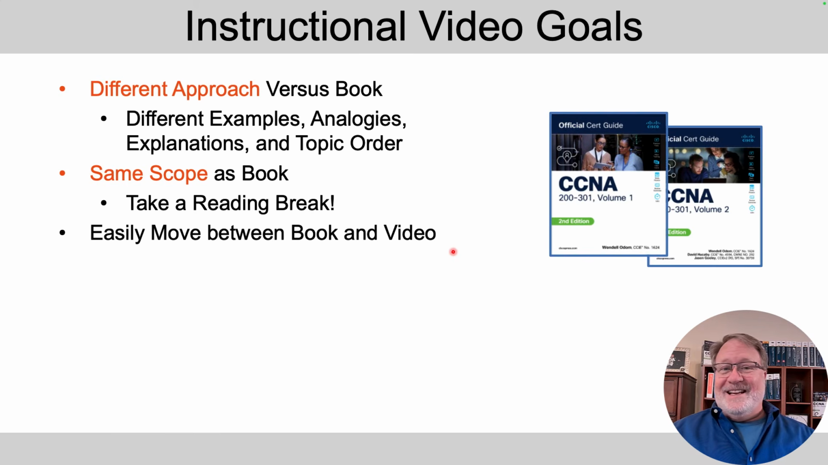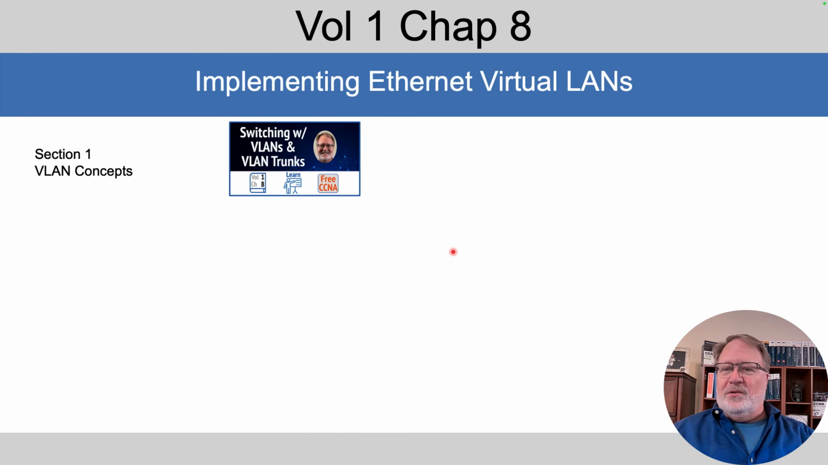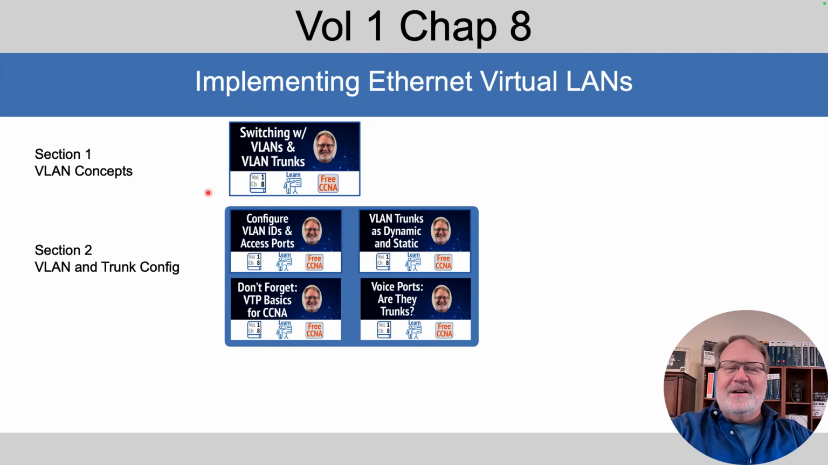So in this case, in part 3 of Volume 1, Chapter 8 is about implementing Ethernet virtual LANs. There's a first major section called VLAN concepts. I've got one video about it, switching with VLANs and VLAN trunks. It's easy to find in the playlist. There's the thumbnail. But in the second major section on VLAN and trunk config, there's a lot there. So I broke it up actually into 4 different videos.